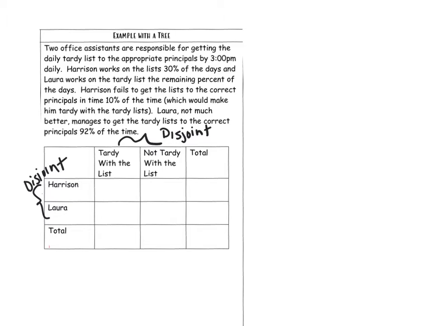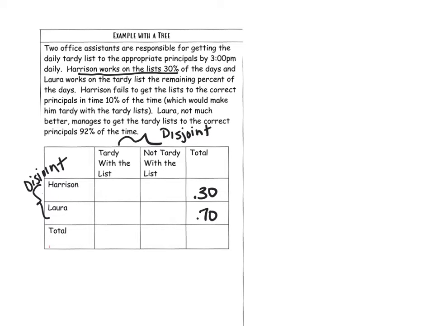Now, what we're going to do is go back through here and look at the information that was given. They tell us that Harrison works on the list 30% of the time. And that means that out here, that should be 0.3 for my total. That is a margin. I know it's going to be 30%. If he works on it 30% of the time, Laura works on it the rest, that puts her at 0.7. So this is just the easy part to get out there.